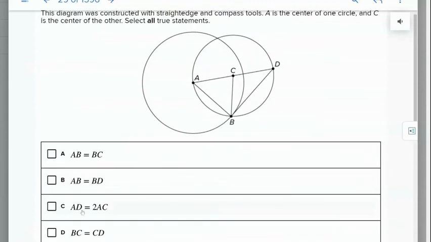And remember, option C is basically just saying AD is 2 times the length of AC. That's how I read it, okay? So AD is twice the length of AC.